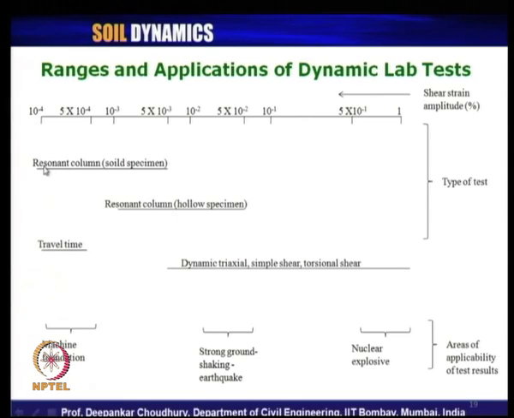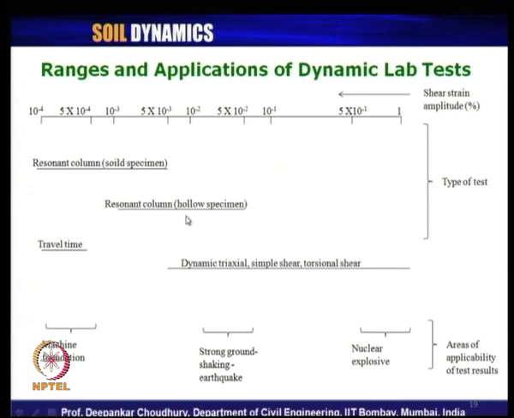Like when we said resonant column test with a solid specimen, then generally it is used in the test range for the shear strain in between about 5 into 10 to the power minus 3 to 10 to the power minus 4% of cyclic shear strain amplitude. That is the range which is applied to the soil sample while testing for a solid specimen.